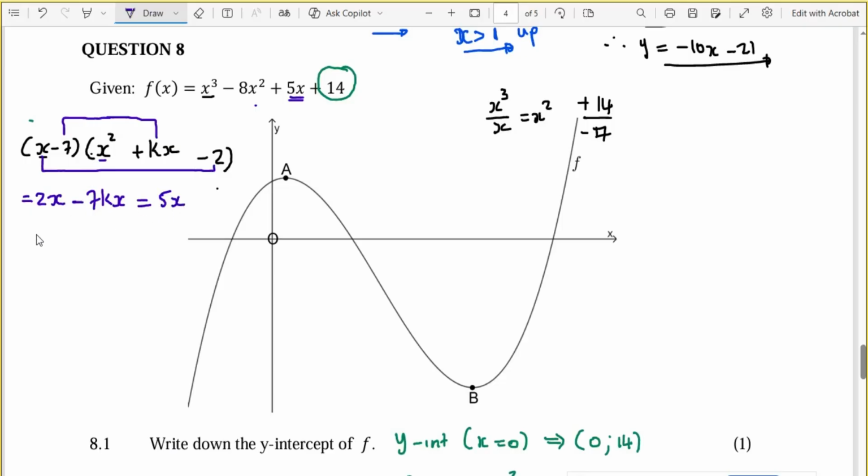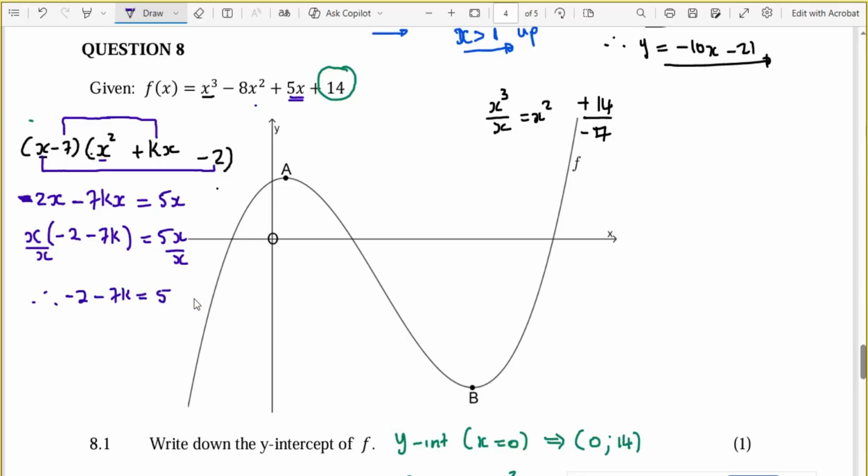Then this side we have a common factor of x. I'm going to take that out. Then I'm left with minus 2 minus 7k, and then this is 5x. Divide both sides by that x so that we get rid of that x. The aim is to calculate k, remember? So this will be minus 2 minus 7k is just 5.